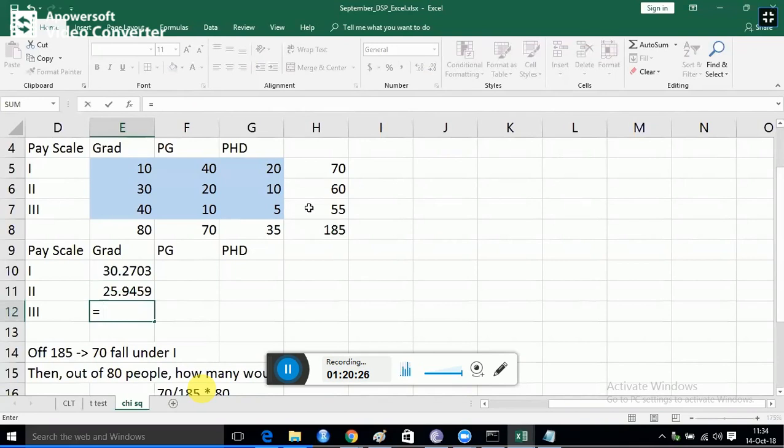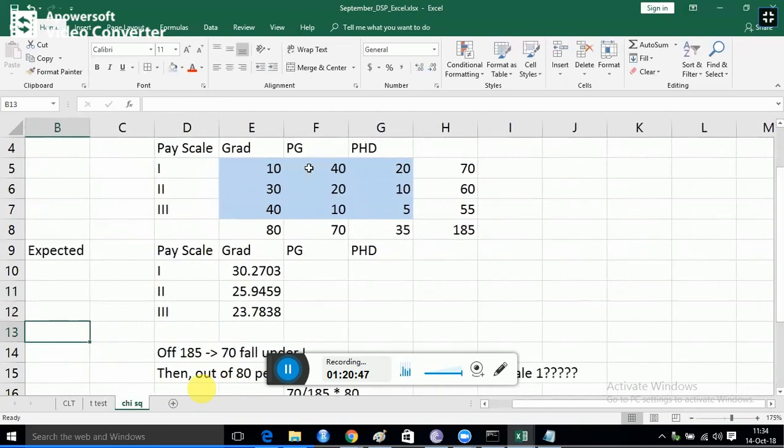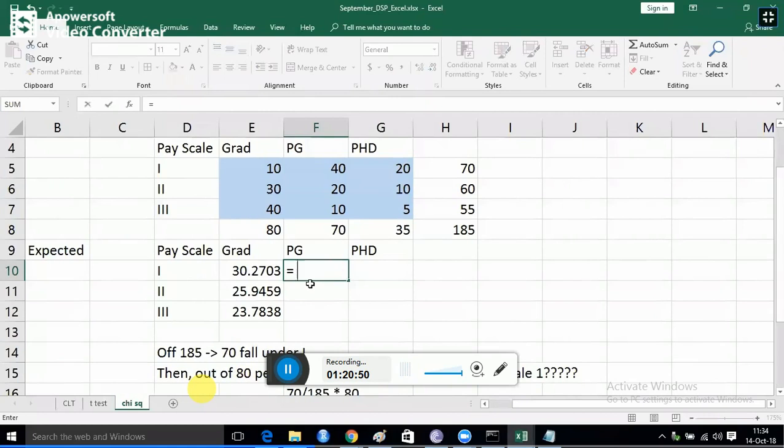Now again, 55 out of 185 fall under pay scale 3. Then out of 80, how many people will fall under pay scale 3? 55 divided by 185 into 80 again. 40. 80. Very good. Let's do it for this quickly. Divided by? Same thing only. It's a multiplication, right? Same thing.